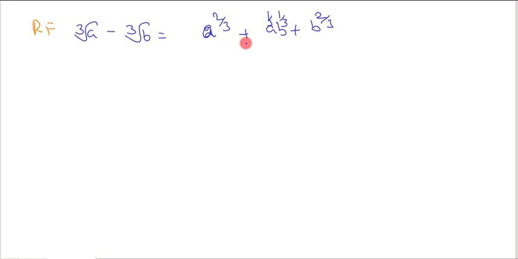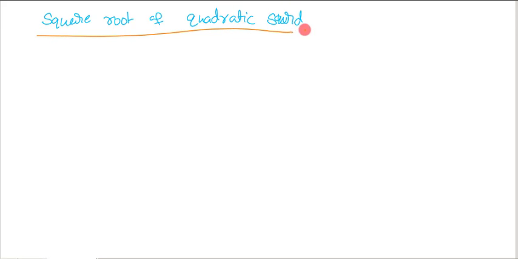So now let us see the square root of a quadratic surd. Square root of a quadratic surd which is a binomial. Binomial means what? A quadratic surd which is having two terms is said to be a binomial quadratic surd. So let us take an example of a binomial quadratic surd.